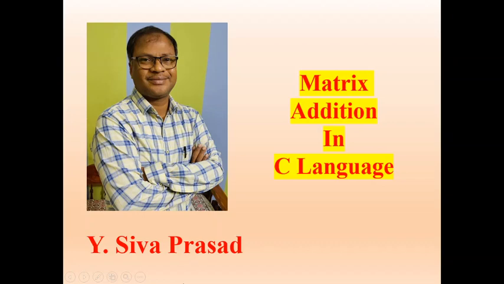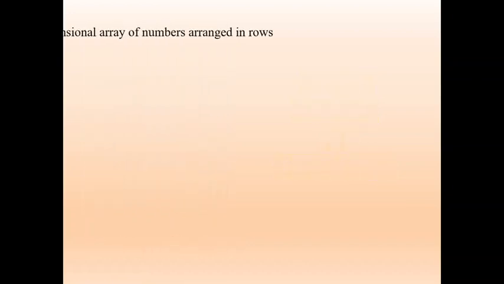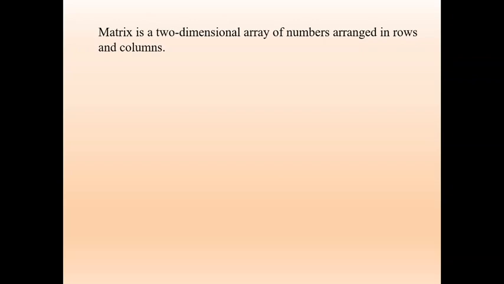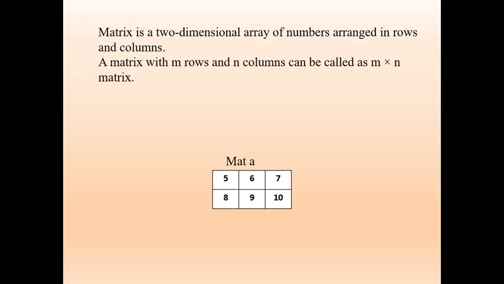In this video, I am going to explain matrix addition in C language. Already we have discussed matrix in my previous video. Matrix is a two-dimensional array. It contains numbers. The matrix may be in the rectangular format or may be in the square format. There are no constraints on the number of rows and number of columns. The matrix size is specified as m by n. M indicates rows, n indicates columns.